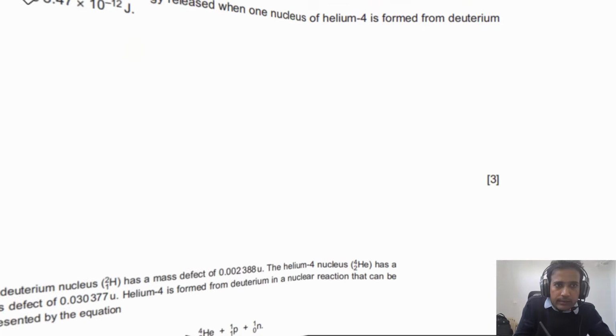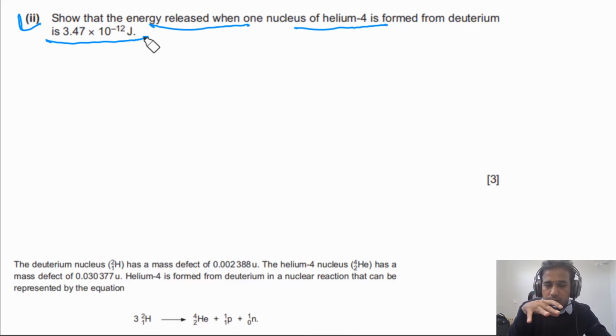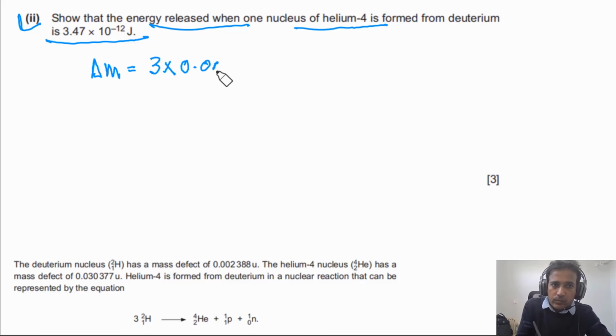The second part says, show that the energy released when one nucleus of helium is formed from deuterium is equal to this. In the last part, we have the mass defect. So we can find out delta M first of all. We have deuterium, and the mass defect for deuterium is 0.002388 U. This is AMU.